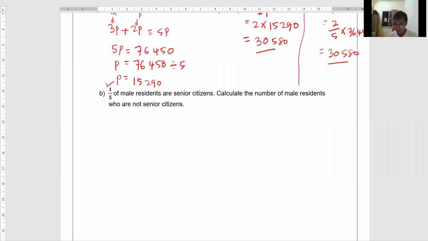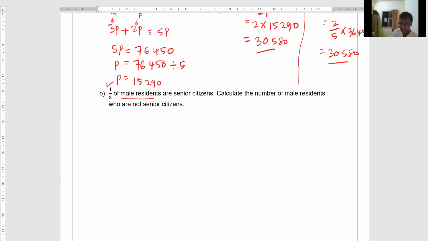Okay, so I hope you can understand both methods. You can use either one. You do not necessarily have to use two methods, you can just use one method. It's already good enough. Okay, so now the second one: 1/5 of the male residents.